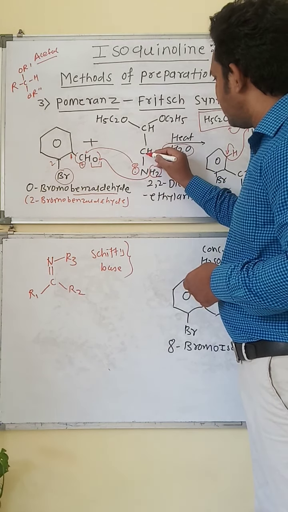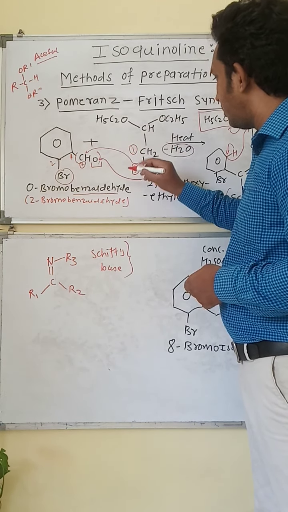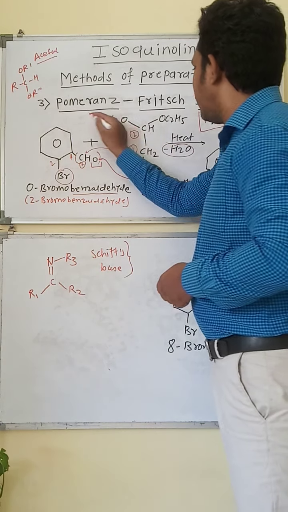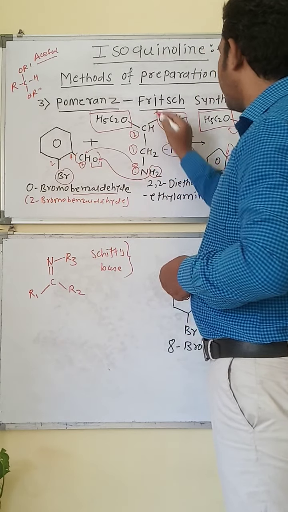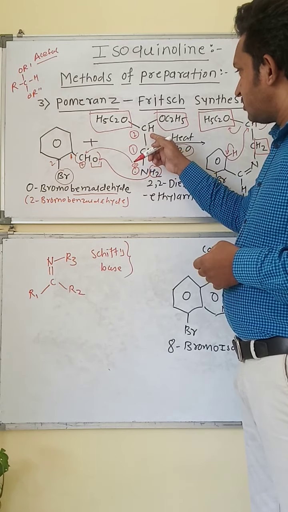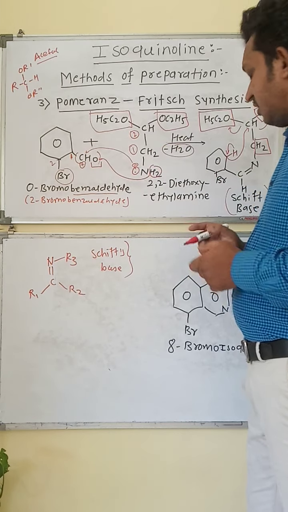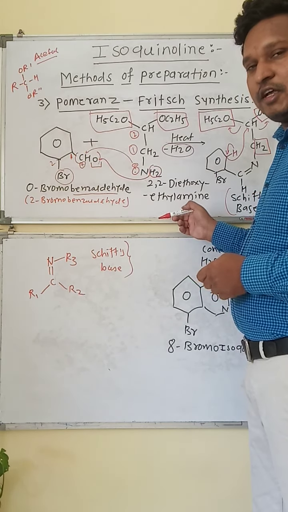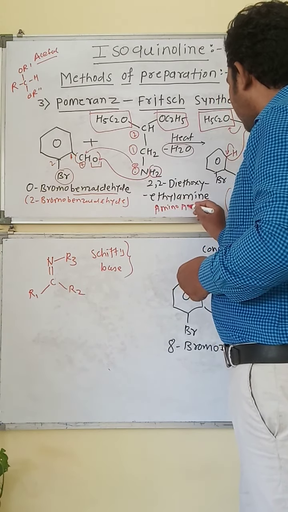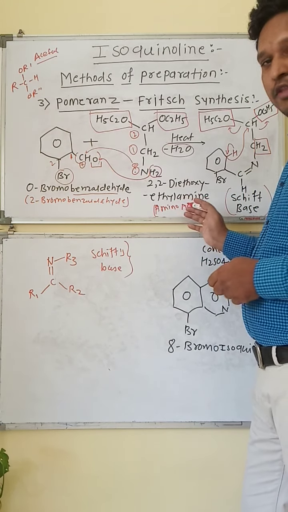Now suppose this CH2 carbon of the ethyl group is the first carbon, and this is the second carbon. On this second carbon there is an attachment of two ethoxy groups on the same carbon, so it is 2,2-diethoxyethylamine. It is also called amino acetal, its common name.